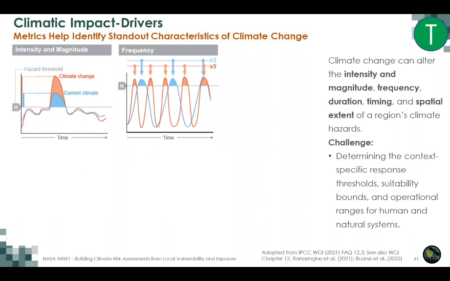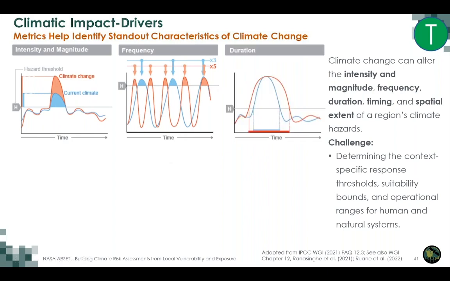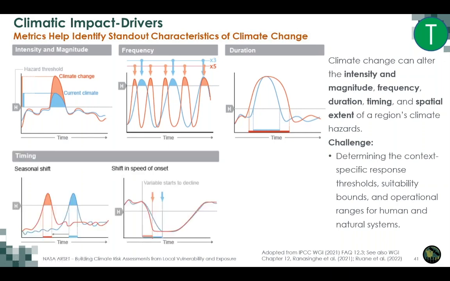So again, if we think about this same time series here, in a current climate, this hazard is exceeded 3 times over this time period. So you might think of it as there being 3 heat waves, whereas in the future climate, there are 5 heat waves. So this frequency can also lead to impacts that might be concerning. You might also look at the duration by which some kind of hazard event occurs. So in this case, the current climate hazard lasts a shorter period than the future climate hazard is projected to occur. And the duration might be the tipping point for some system. It's important also to look at the timing of a hazard.